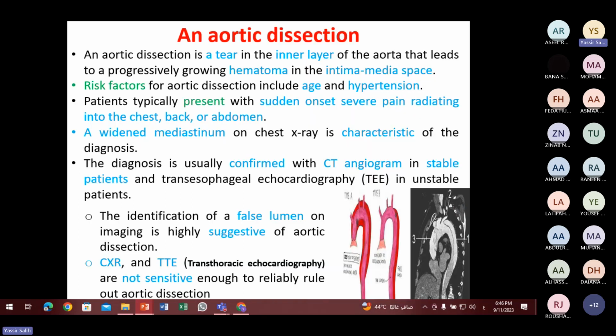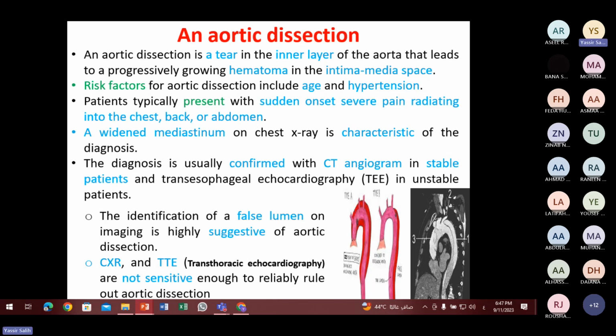Okay, let's talk about aortic dissection. The word dissection means a tear in the inner layer of the aorta. Aortic dissection is characterized by a tear in the inner layer. We know the aorta has layers: inner layer, middle layer, and outer layer. If a tear occurs in the inner layer, the blood escapes from the normal lumen to the false lumen between the inner and middle layers, creating a hematoma in this area called the false lumen.